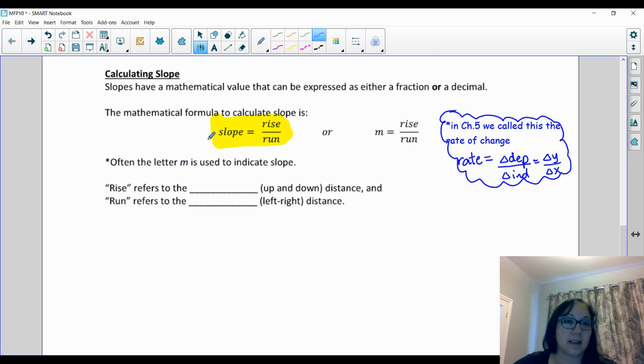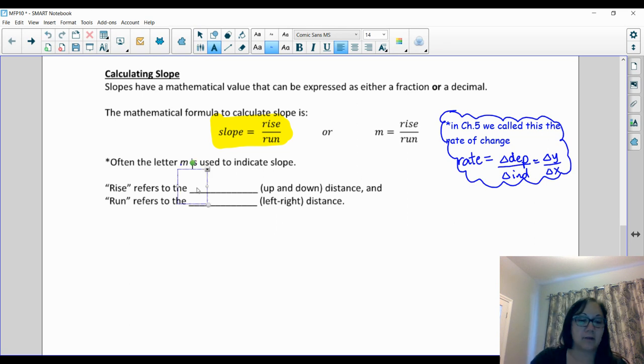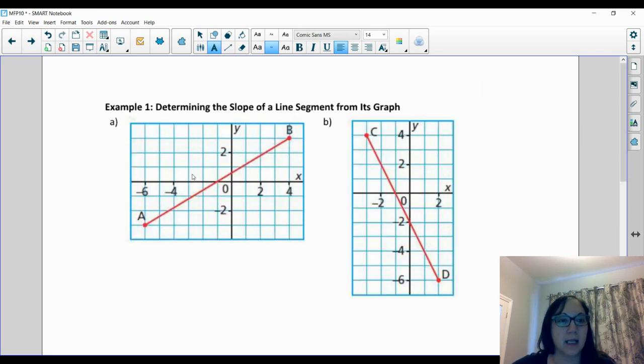So just here saying that the letter M can also be used to indicate slope, and a couple more blanks to fill out here. Rise refers to the vertical change, and run refers to the horizontal change. And I'll explain what that means in the next few examples here.